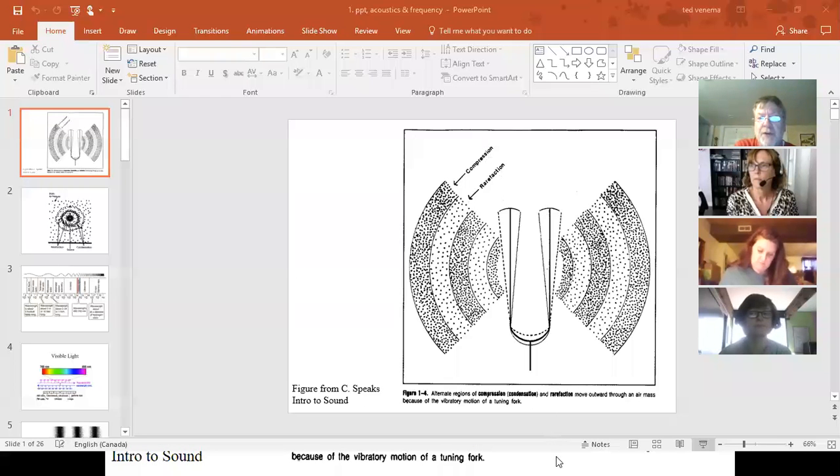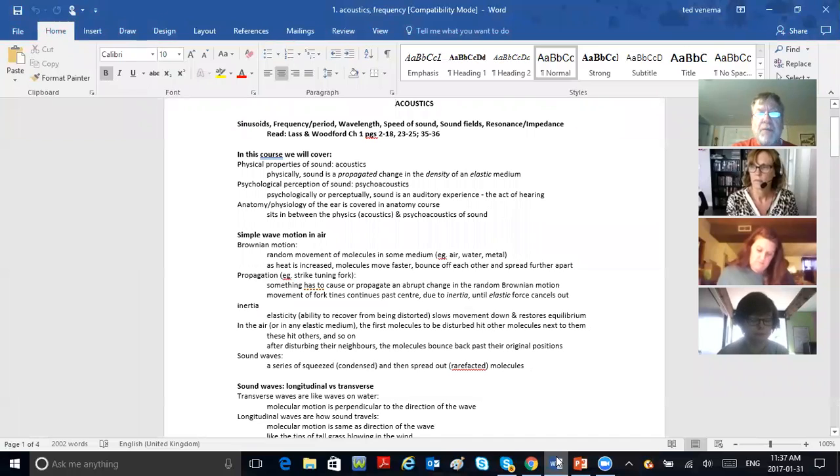Escape, back to your notes. Inertia, and so on. Ability to recover from being distorted. Who cares? Don't worry about that. In the air or in any elastic medium, in any medium that would resist being changed, the first molecules to be disturbed hit the other ones next to them, and these hit other ones, and so on. After disturbing their neighbors, the molecules bounce back, and so on.